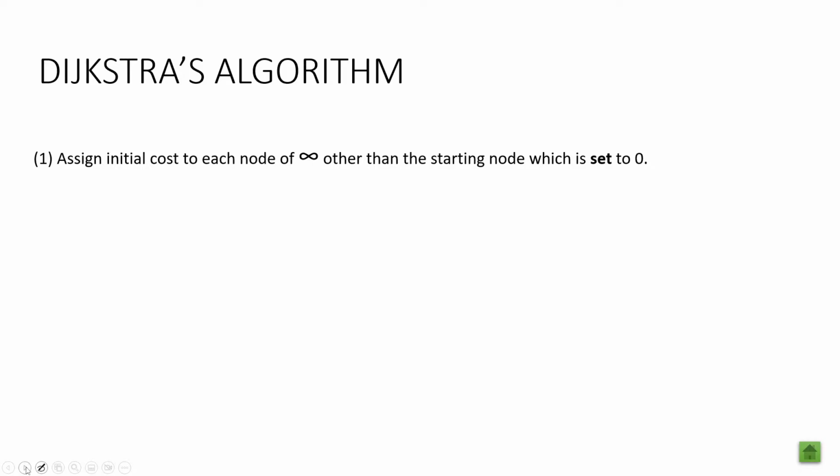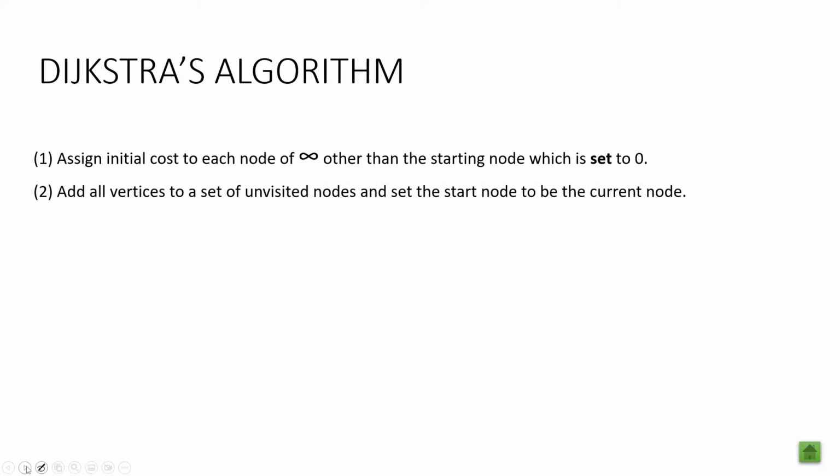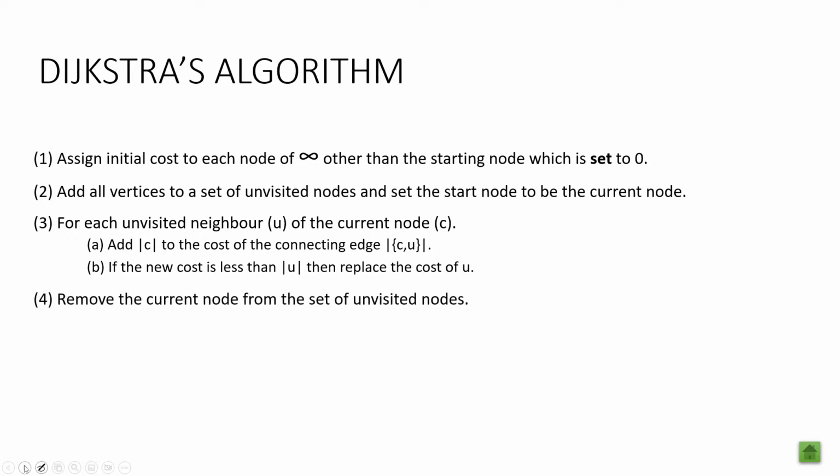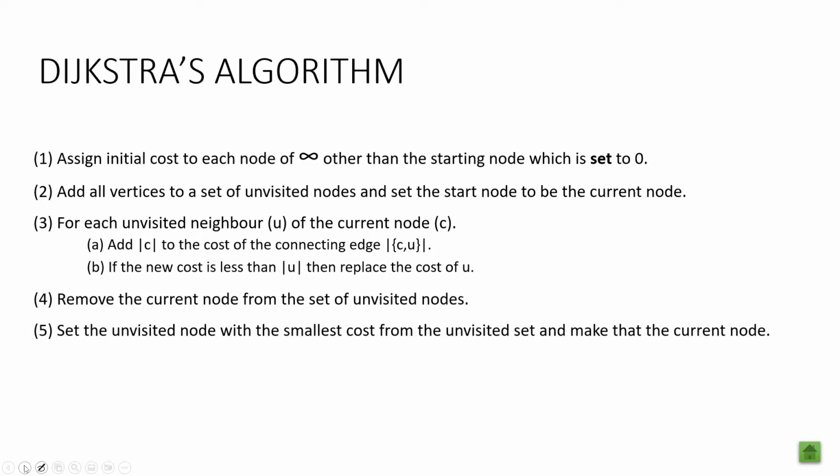Now Dijkstra's algorithm is a little bit different because this is a shortest path algorithm, so it uses a network of nodes. What it does is assign the initial cost of each node to infinity, and then the starting node is set to 0. All other vertices are put in a list of unvisited nodes, and you set the start node to be the current node, and as you visit each one, you can never go back to the node again.